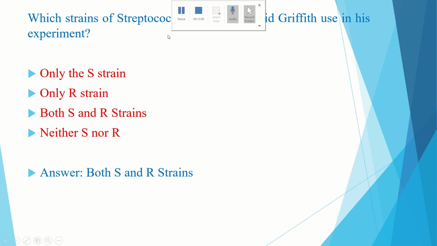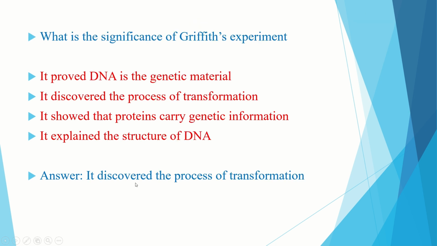Which strains of Streptococcus pneumoniae did Griffith use in his experiment? The S strain, R strain, both S and R strains, neither S nor R. Answer is both S and R strains. What is the significance of Griffith's experiment? It proved DNA is the genetic material. It discovered the process of transformation. It showed that proteins carry genetic information. It explained the structure of DNA. Answer is it discovered the process of transformation.